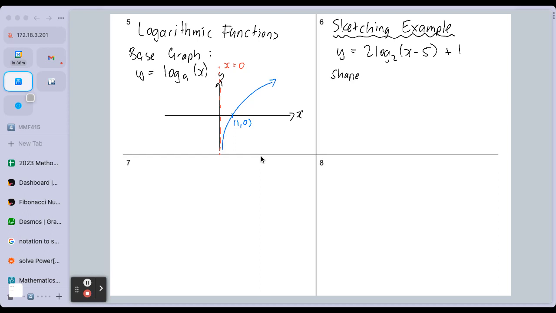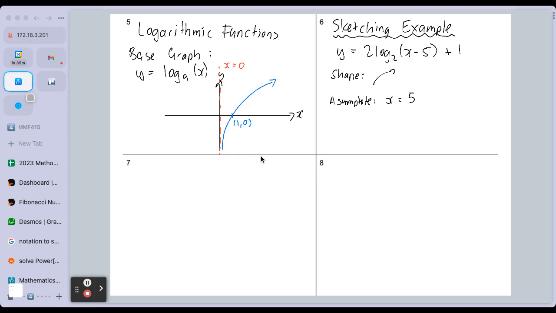Shape. I know it's still going to be that shape. There's no reflections, so it's going to be this sort of shape. Asymptote. I've translated 5 units to the right, so it's going to be x equal to 5. That's going to be the equation of the line, not a function, but it is the equation of the line. Do write x equals 5. The asymptote is not 5. Do not write 5 down. You will lose half a mark for writing 5 down. That is not the asymptote. The asymptote is an equation.